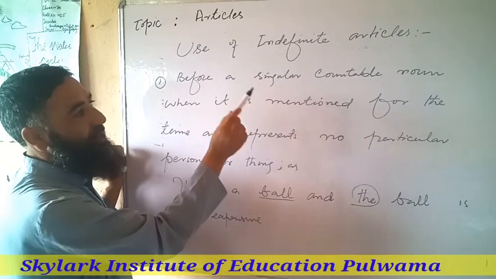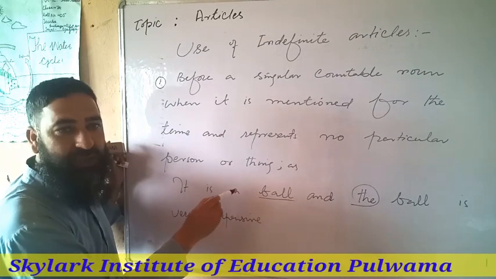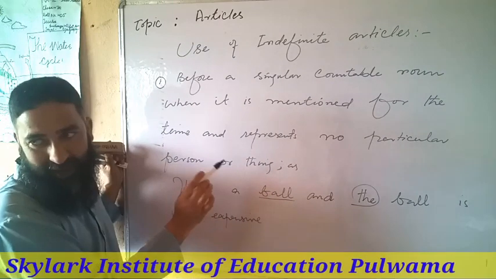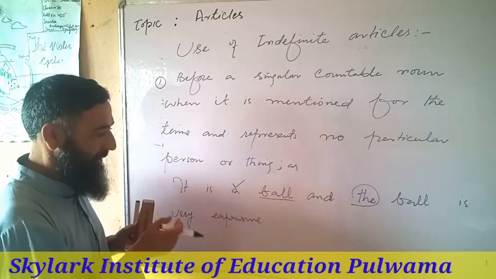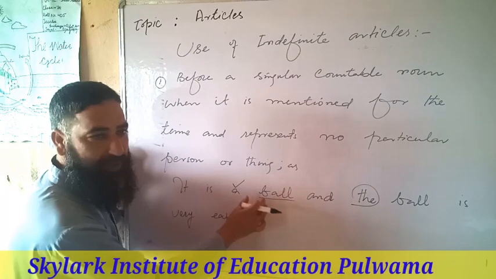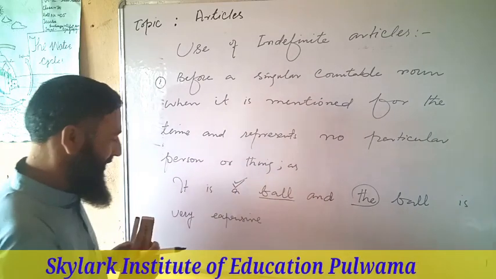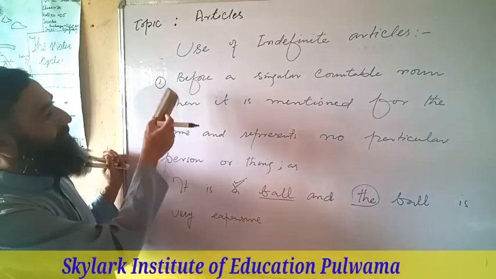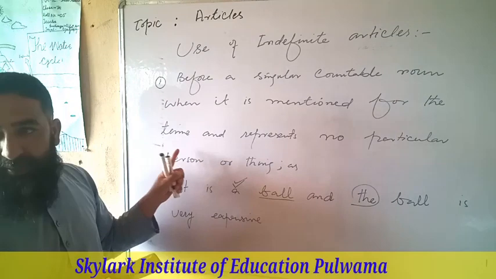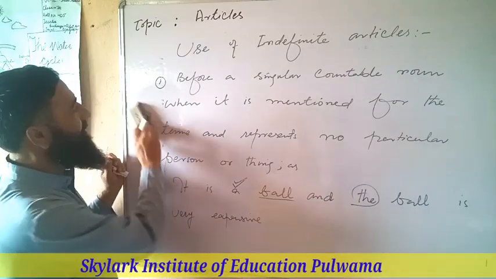It means if you are mentioning any singular countable noun for the first time, then it will take the indefinite article "a" or "an", because there is no difference in terms of meaning. So it rests on sound. This ball produces which sound? Consonant or vowel? Consonant. So it will take "a". This is the first use of this: before a singular countable noun, when it is mentioned for the first time and represents no particular person or thing. Okay, this is the first use of it.